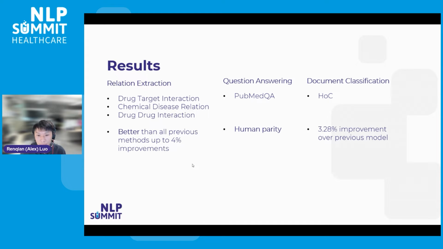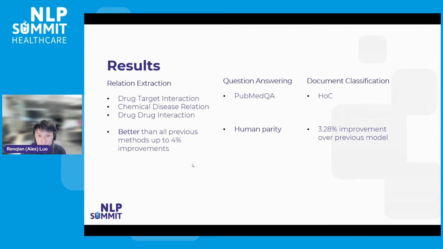So what are the results? Here we can see that our model achieved better than all previous methods, up to 4 points improvements in the relation extraction task across all the 3 data sets. And our model achieved human parity on the PubMedQA task. On document classification, our model also achieves 3.28 improvement over the previous model.